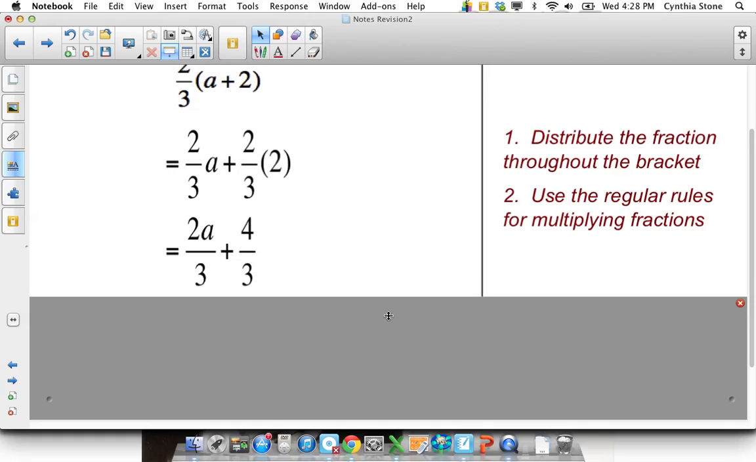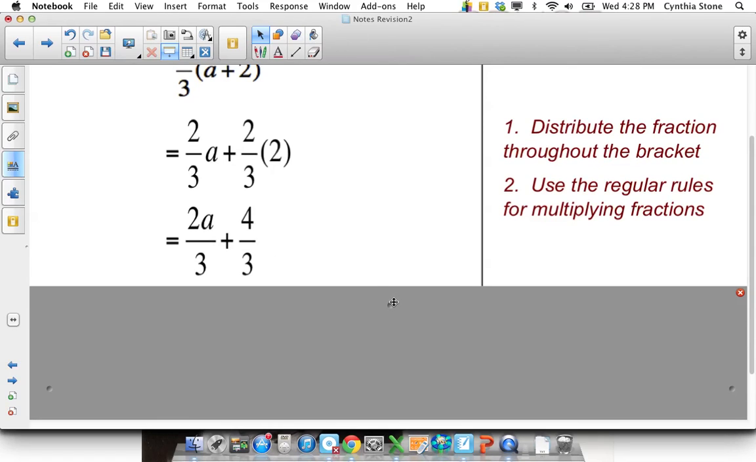And the nice thing is it does leave me with a common denominator. Instead of saying 2/3 a, I write 2a over 3, and here I've got 4 over 3, because it's kind of the same reason that this is 2a. This would just be 2 times 2, or 4 over 3.